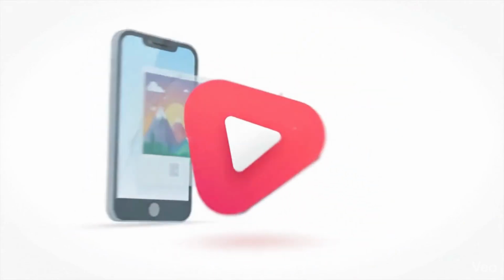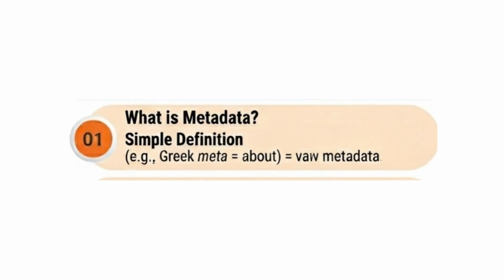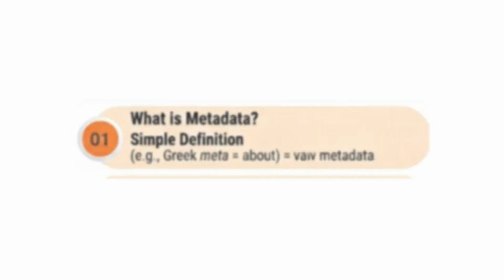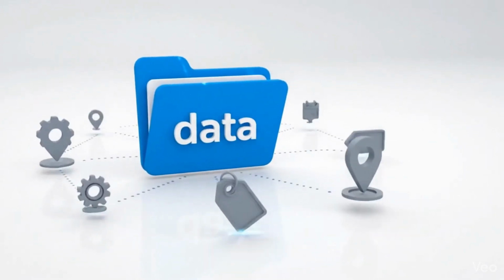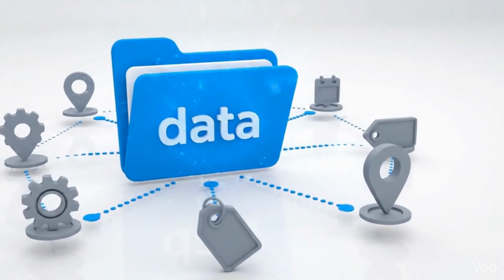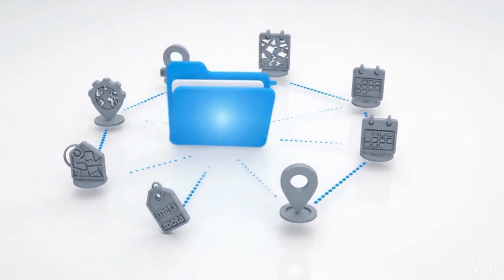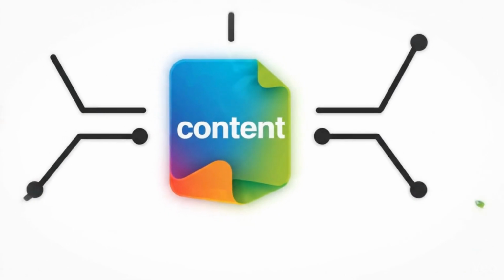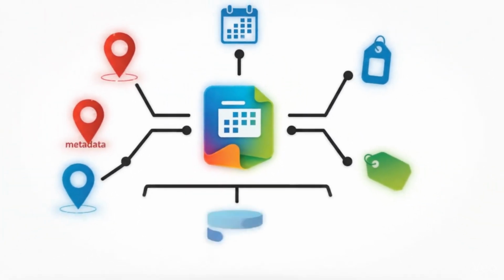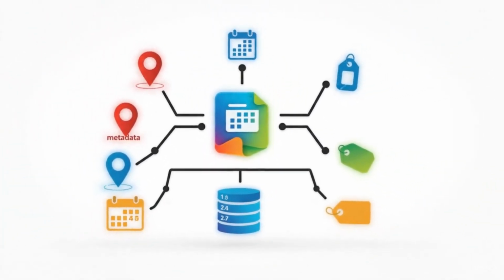Let's get into it. Section 1. What is metadata? The simple definition. The word meta comes from Greek, meaning about or beyond. So metadata, quite simply, is data about data. It doesn't carry the main content itself. Instead, it describes, organizes, and gives context to that content.